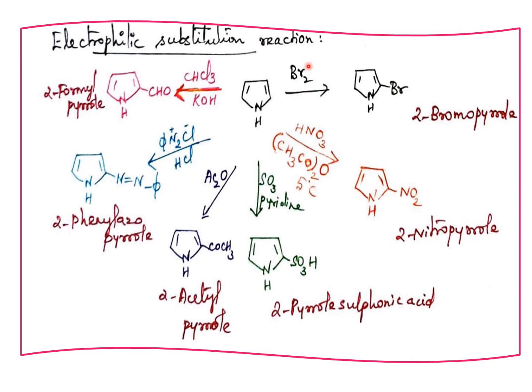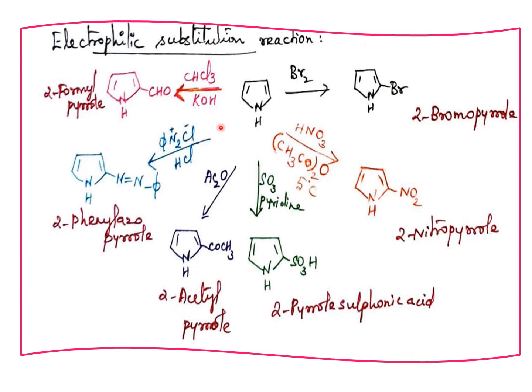So, while brominating pyrrole, we will get 2-bromopyrrole. On nitration, using nitric acid in presence of acetic anhydride at very low temperature, it provides 2-nitropyrrole. Similarly, upon sulfonation using SO3 as an electrophile in presence of pyridine as a solvent, it provides 2-pyrrole sulfonic acid as a product. And on acylation using acetic anhydride as an acylating agent, it gives 2-acetylpyrrole.